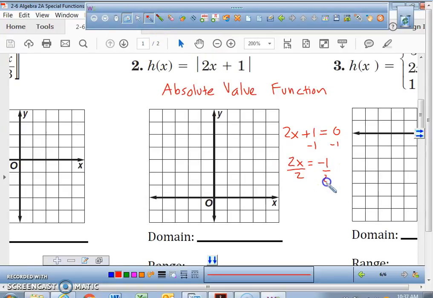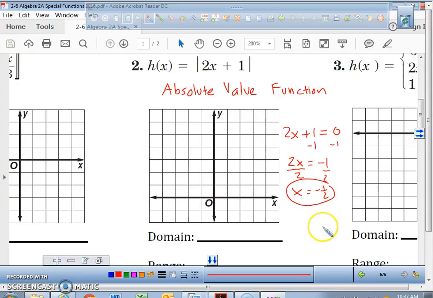Then I would divide both sides by 2, and x would equal a negative half. I know that this graph is going to start technically right here at negative half, 0. So that's one point I'm going to plot. Now, when you look at our table, you will notice that that point's not there. If you ever want to know where it's going to start, just set that right there equal to 0, and that will help you know where you're going to start.